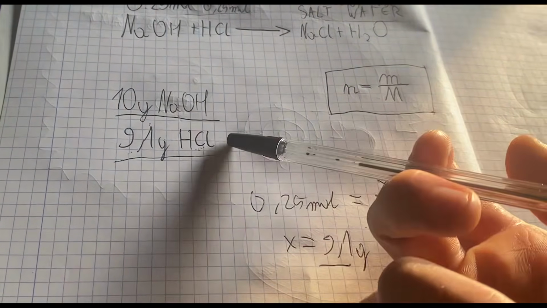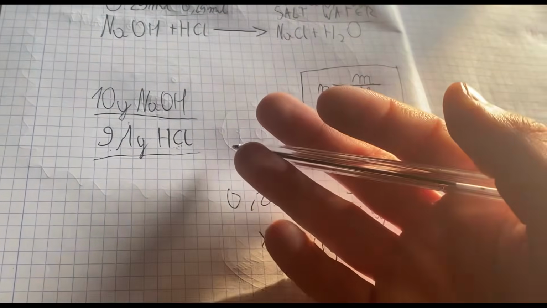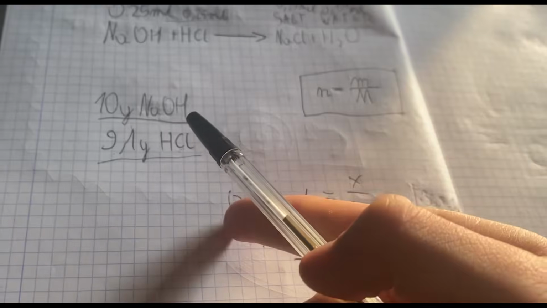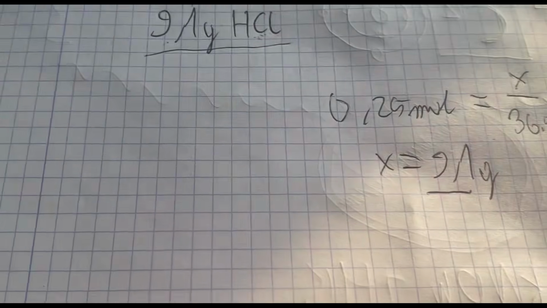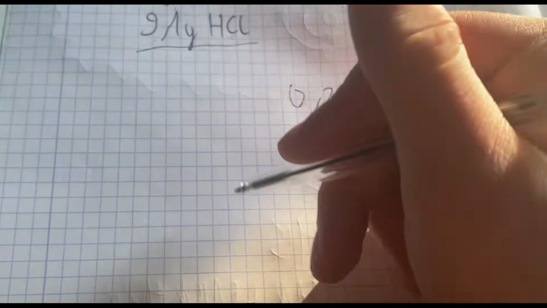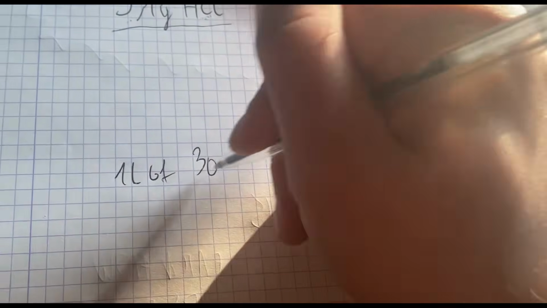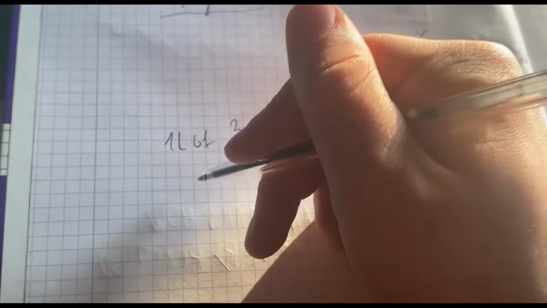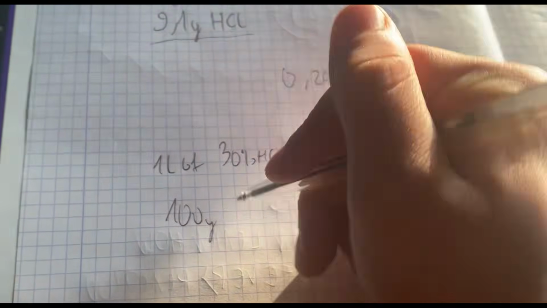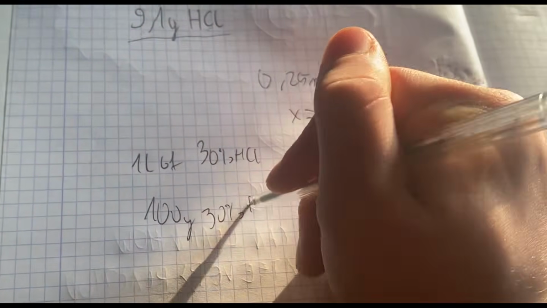Unless we're working with pure HCl, hydrochloric acid is a solution in water. So let's get to the second step, which is calculating the amount of HCl solution. First of all, we need 0.25 moles of HCl, and we already know that means it's 9 grams. So before we started this experiment, we went to the shop to pick up a liter of 30% hydrochloric acid solution. Let's assume we have a 100 gram 30% solution of HCl.